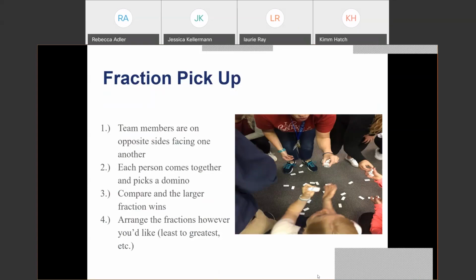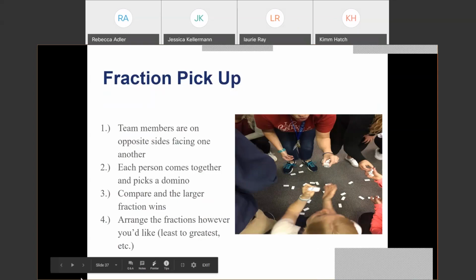You can also arrange the fractions, so pick up multiple, maybe pick up 3, and then you have to arrange them from least to greatest, et cetera, et cetera. Just another resource, another tool that a lot of us have in our classrooms laying around that you can use to make a game out of it. Because again, if we tell them it's a game, they're much more willing to participate and get some more authentic learning and a little less resistance from your students.